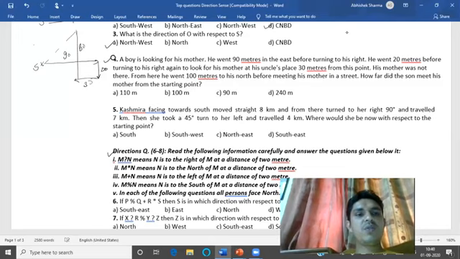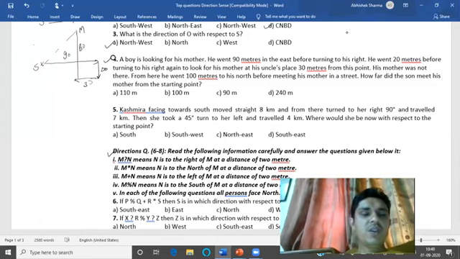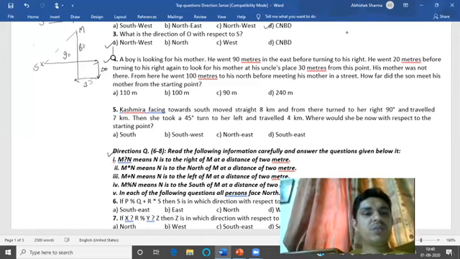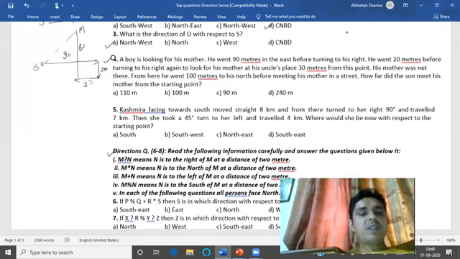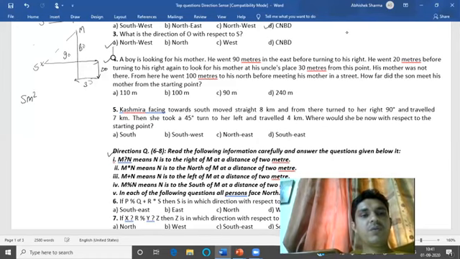So starting point I denote with S, and mother I denote with M. So you have to find out the distance of S to M. We can simply use Pythagoras theorem. In a right angle triangle, the sum of squares of base and perpendicular is equal to the square of hypotenuse. So here SM square will be 90 square, that will be 8100, plus 80 square, that will be 6400.